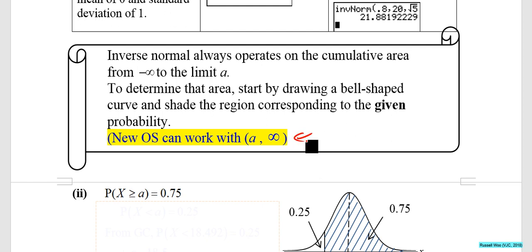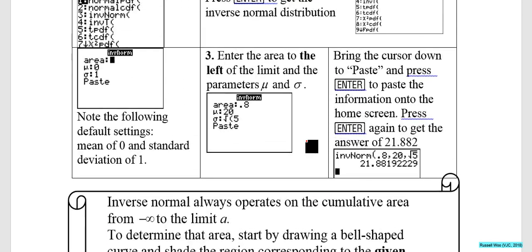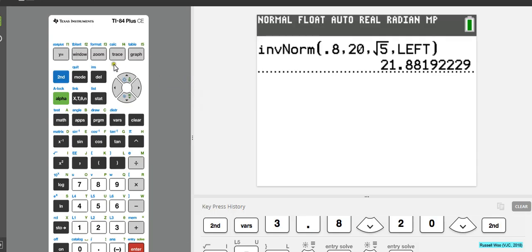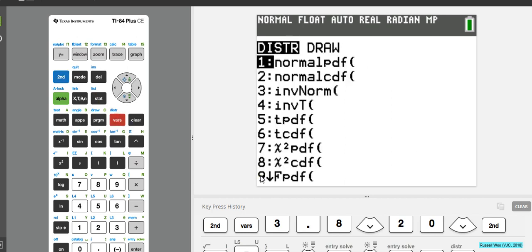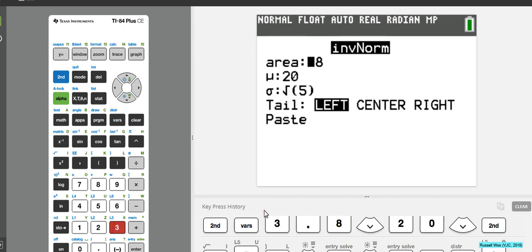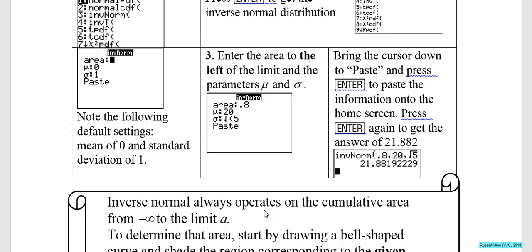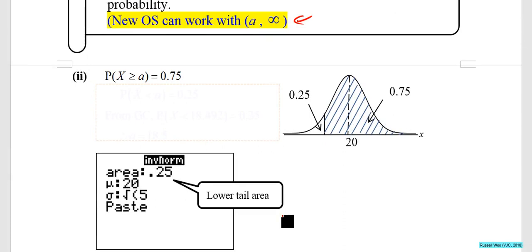But for those of us who don't see this screen, can I have attention? For those of us who don't see this screen, you must always enter the left bound area. Never mind, I'll explain later. For part 2, let us see what happens in part 2. Look up. Look at my diagram. The question asks, find A such that probability x greater than A is 0.75.